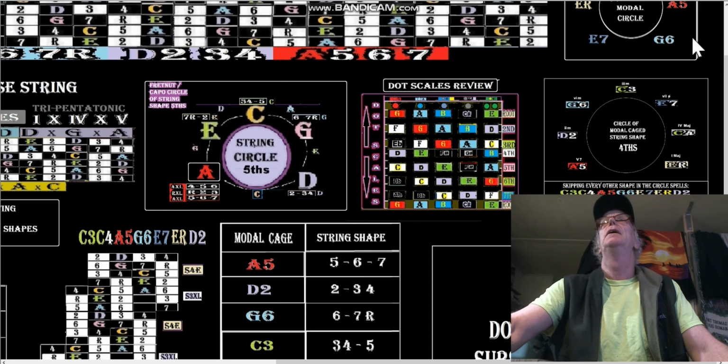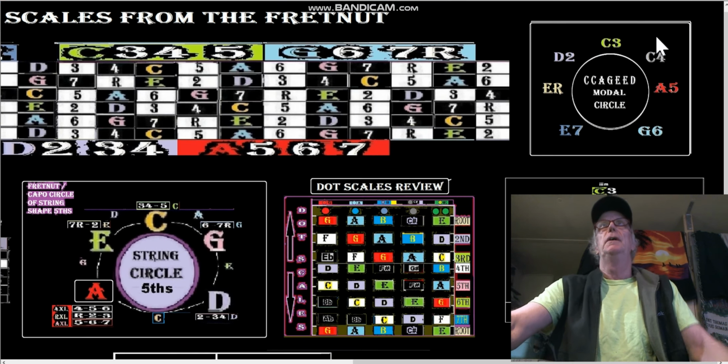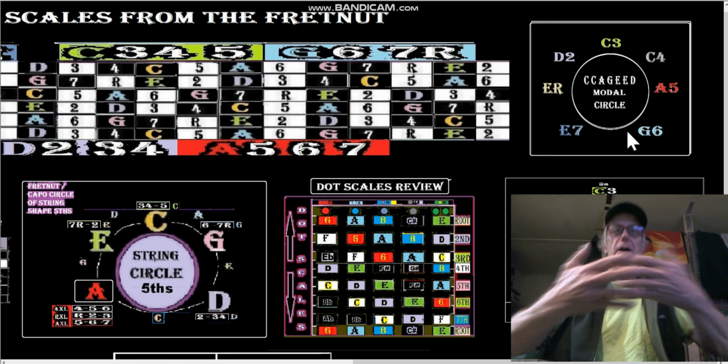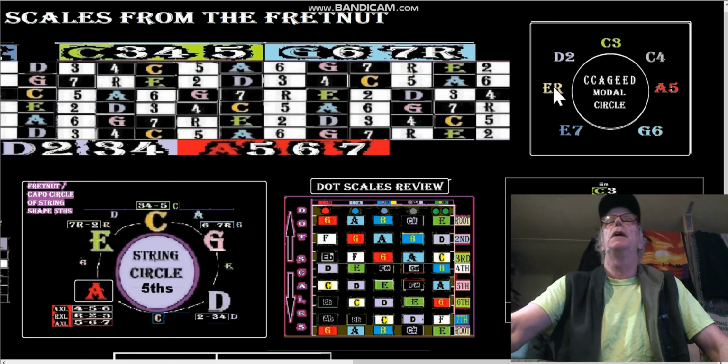Over here, I've got the modal circle, which is how things intermix like that. And you have to skip every other one to get to the next string up or the next string shape up. We did that extensively in the last lesson, the previous lesson.